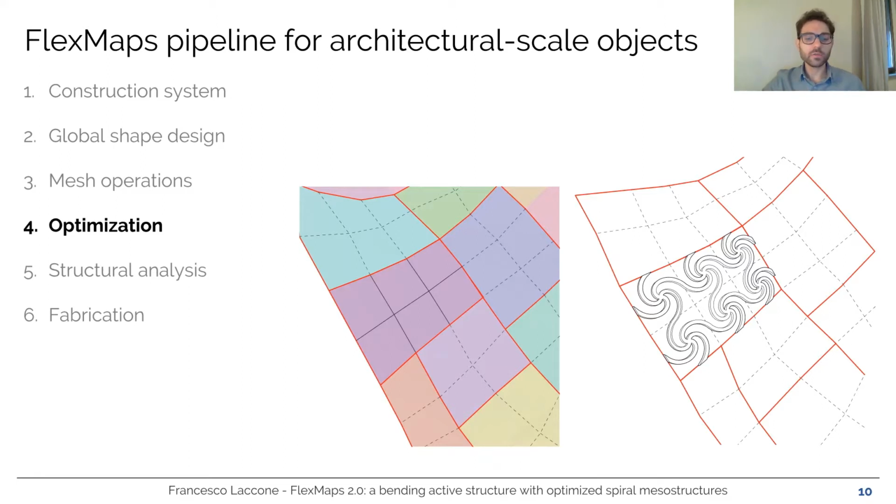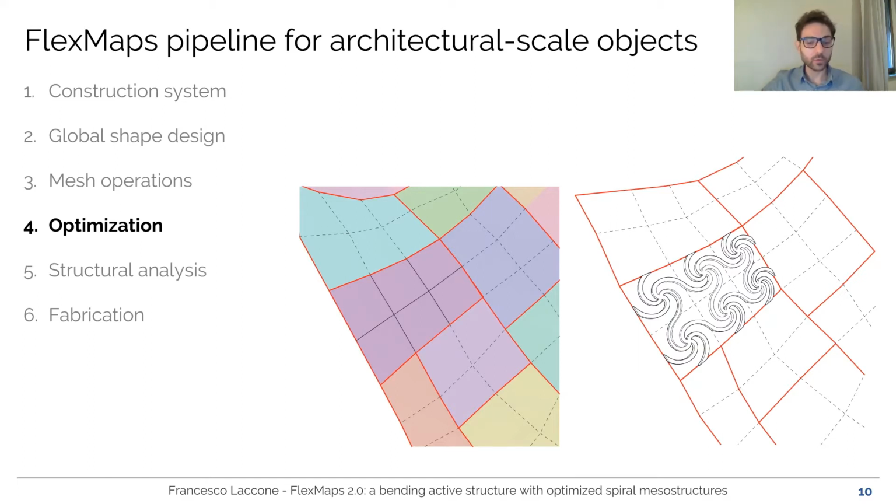In the optimization phase, every patch is populated with the spiral, and in particular, each quad embeds one single spiral. This is the reason why we need a quad mesh. The spiral is simulated with a reduced model having average properties, and in the optimization, the spiral is tuned to result in a certain stiffness, so that the structure will be as close as possible to the target shape.